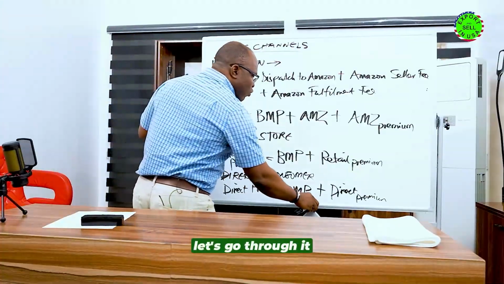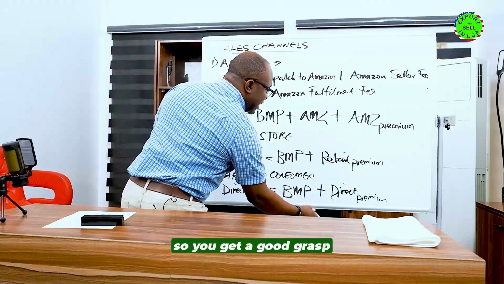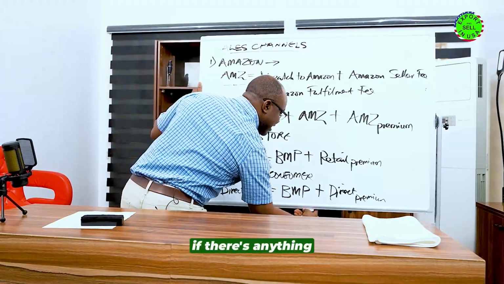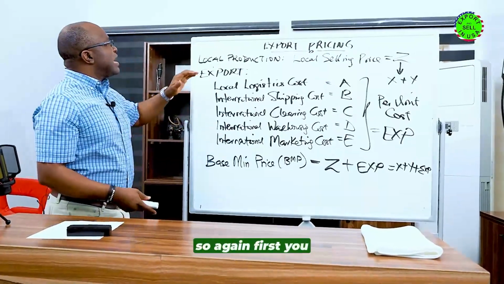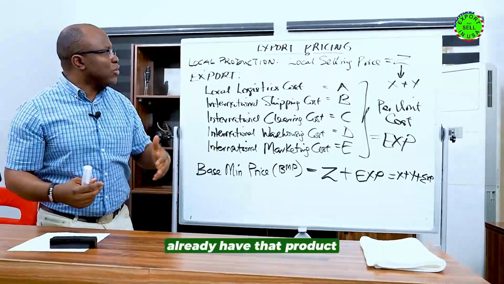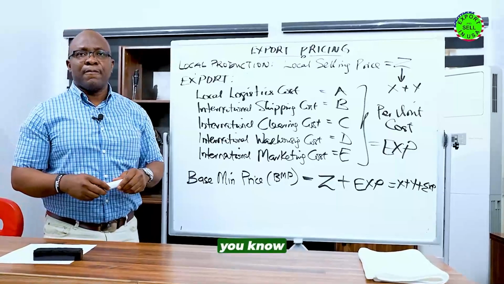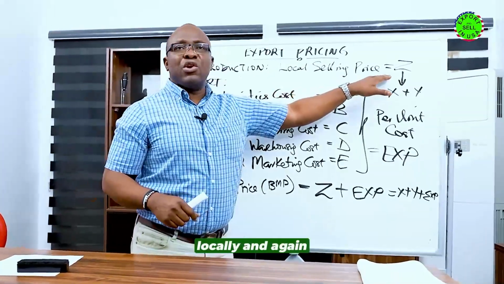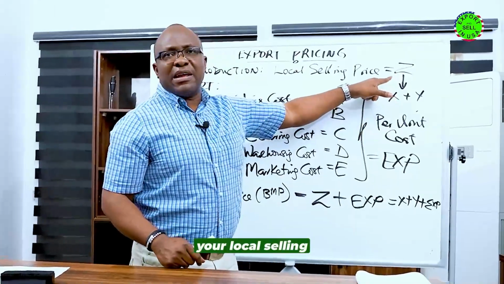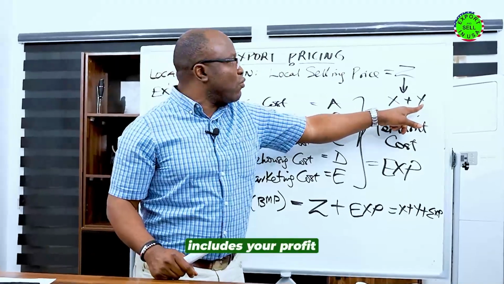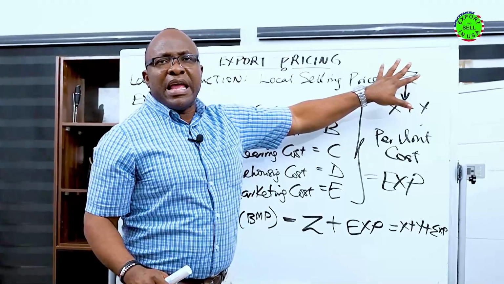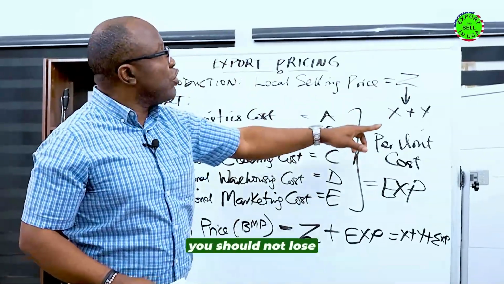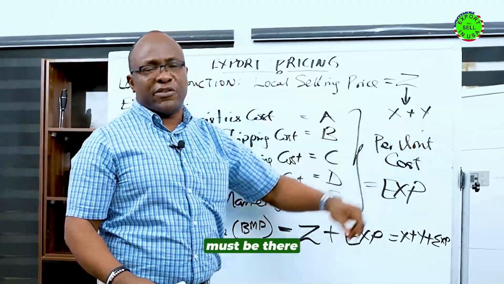Let's go through it one more time so you get a good grasp. If there is anything you didn't pick up initially, you will get a quick revision of it. So again, first, you already have that product, right? Local production. You know how much you're selling it locally. And your local selling price already includes your profit and your cost of production. So from here, you are making money. Even if you are going into export, you should not lose. That profit must be there.